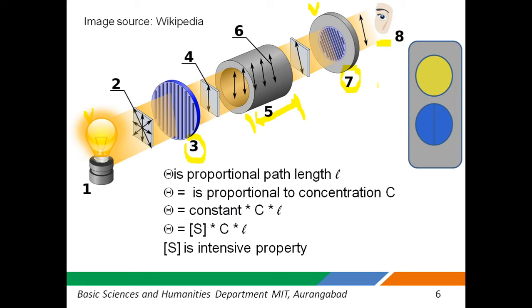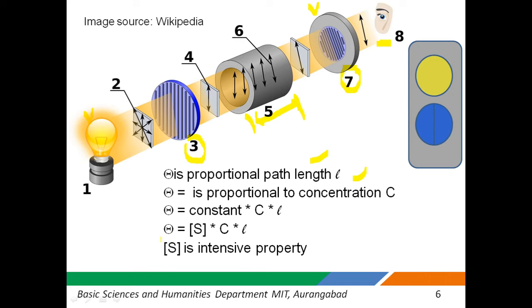So if we put it in better words, theta is proportional to path length, and theta is proportional to the concentration of the optically active substance. So we can write that theta is equal to a constant into concentration into length of the tube. This constant we have replaced by a symbol, that is S in square brackets. S in square brackets is the intensive property of the optically active substance.